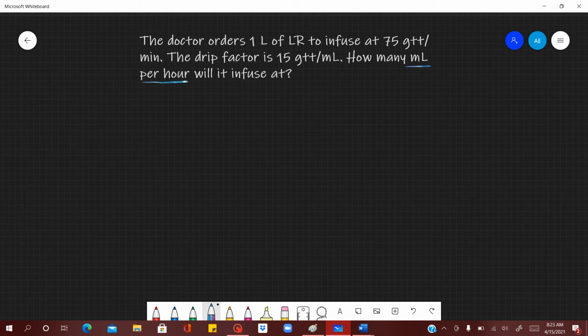And the doctor ordered it in drops per minute, which would be great if we were setting up a manual drip and counting with our watch. But it looks like we're putting it into a pump, and we need to know what we're going to set the mLs at. What we're going to set the infusion pump at.